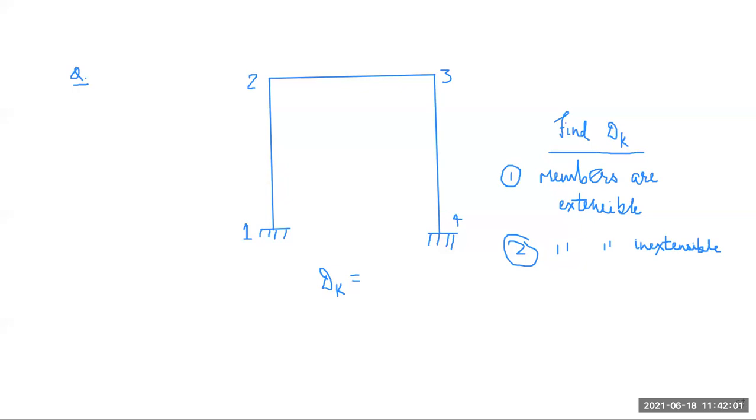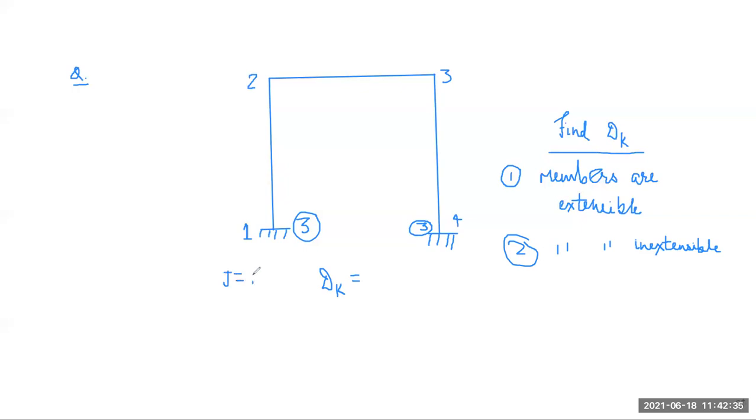So Dk is equal to 3 into joint value, 3 into 4, minus reaction is 6. Just wait. Here you have to choose three reactions, that means for a fixed support you choose three reactions, so for two fixed supports six reactions. Is it clear?